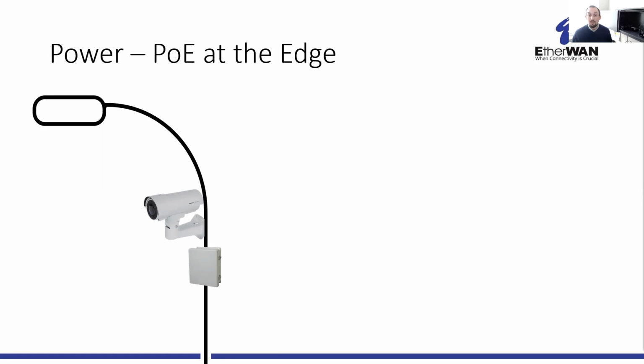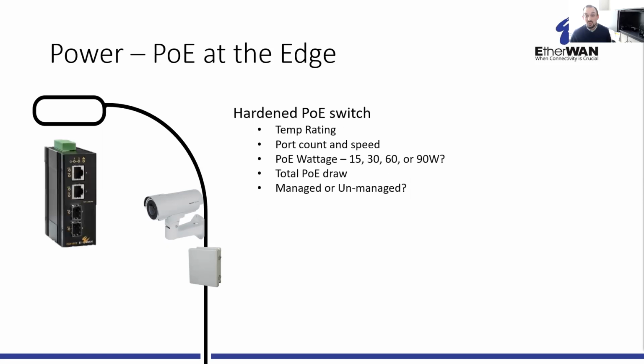I like to start by thinking about the most baseline need. That camera's going to need power. How can I get PoE to this device at the edge? Well, to start off, that's going to be with a hardened PoE switch. So what do we need in our hardened switch? What does that even mean? Well, first of all, it means it's got a temp rating to be able to handle the outdoors.